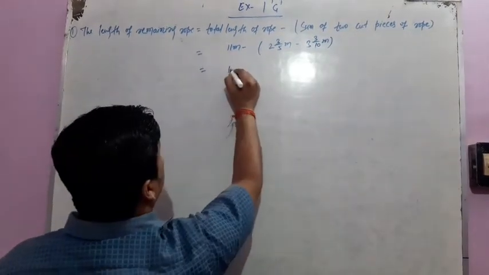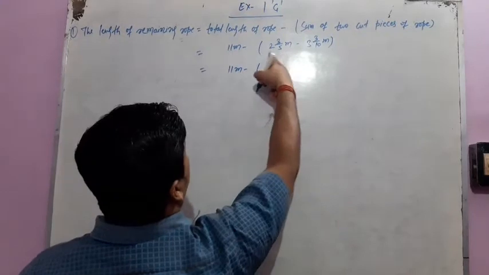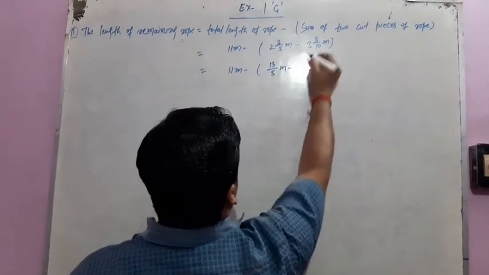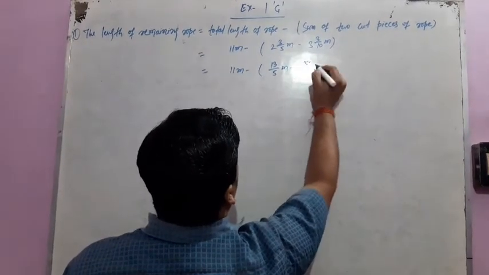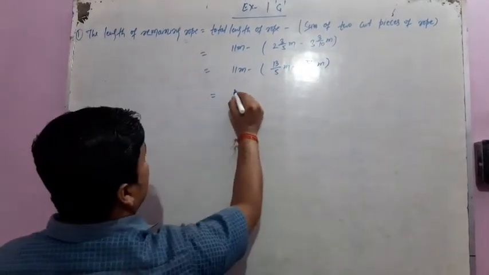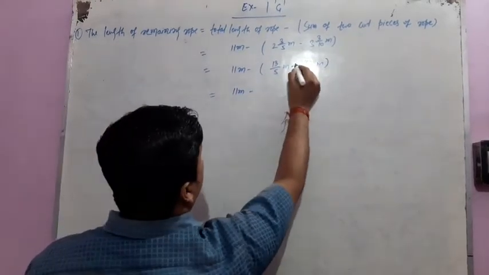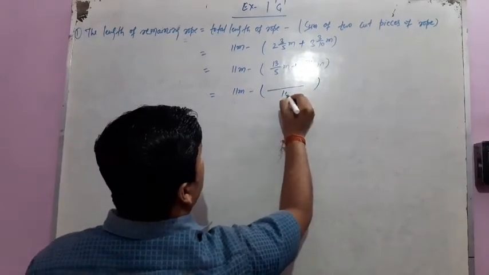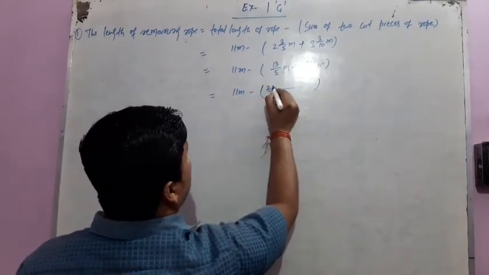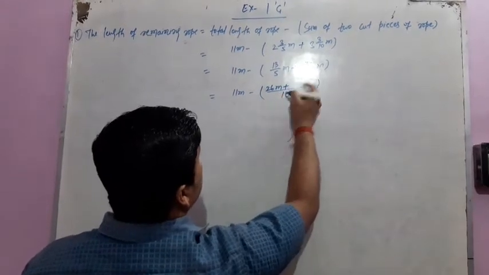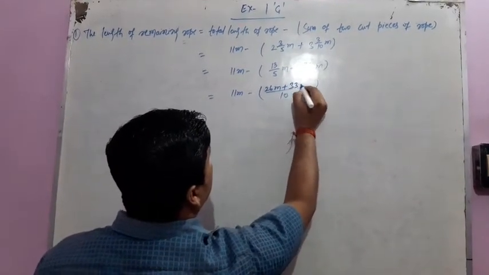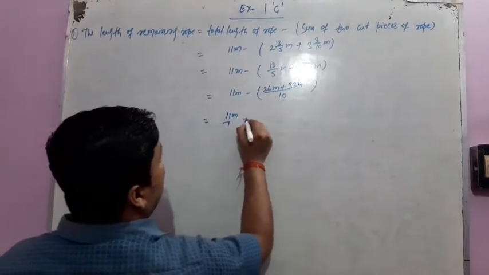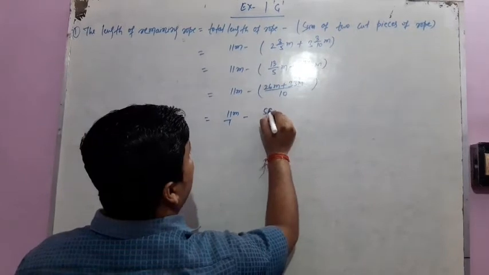Now here we have to solve 11 meter minus 5 2 are 10 and 3, 13 by 5 meter. 10 3 are 30 and 3, 33 by 10 meter. Now 11 meter, here we have to add the LCM of 5 and 10 is 10, 5 2 are 10, 13 2 are 26 meter plus 10 1 are 10, 33 meter. Now 11 meter by 1 minus 26 and 33 is 59 by 10 meter.